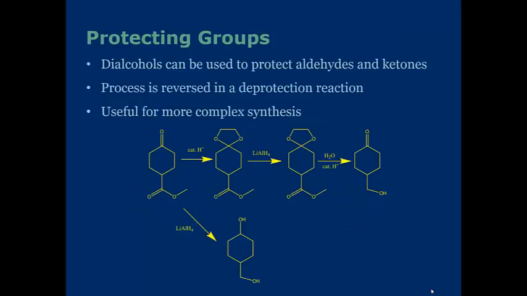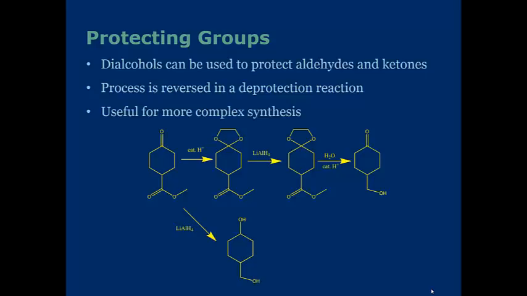Speaking of protecting groups, let's talk about them further. Dialcohols can be used to protect aldehydes and ketones, and this can be reversed in a deprotection reaction as well, using simply water and some cationic H+, usually something that's slightly acidic. This is useful for more complex syntheses. Below is an example of this protection.